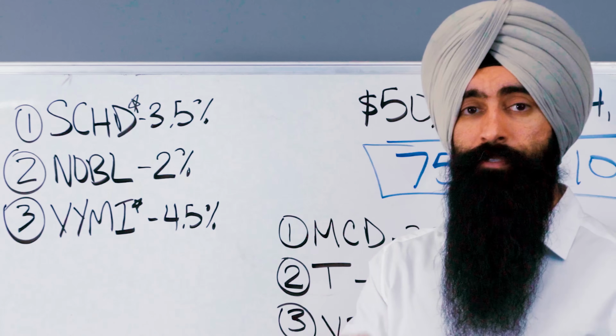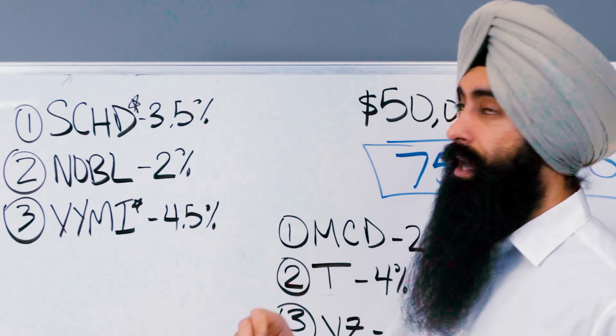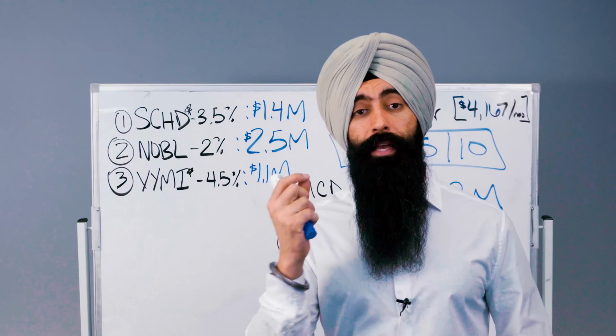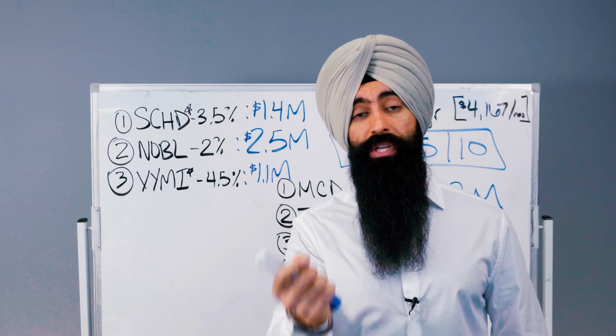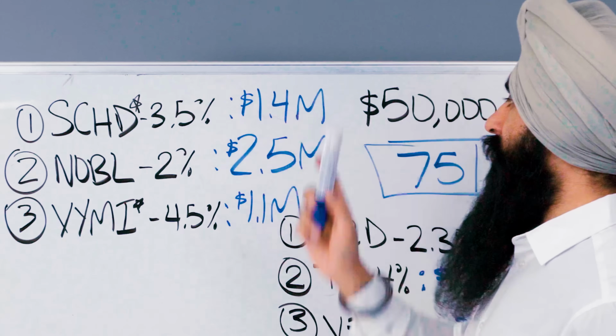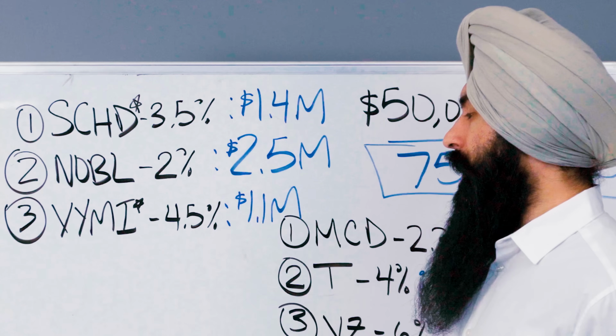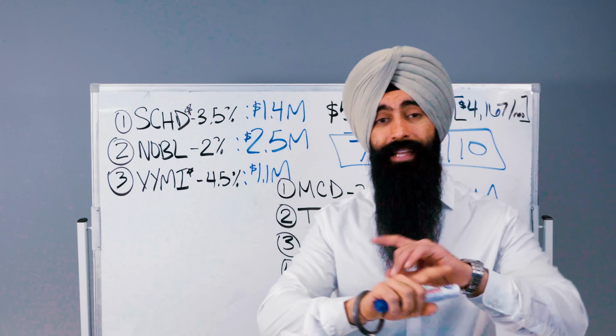SCHD, at the time we're recording this video, is paying out 3.5% a year. NOBL is paying out 2%, and VYMI is paying out 4.5%, which means if you wanted to achieve the $50,000 a year today, then you would have to invest $1.4 million into SCHD, $2.5 million into NOBL, and $1.1 million into VYMI. But again, that's not the game.